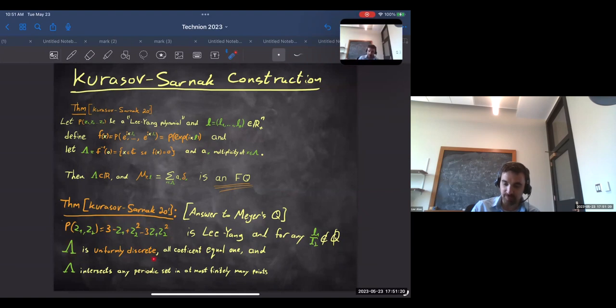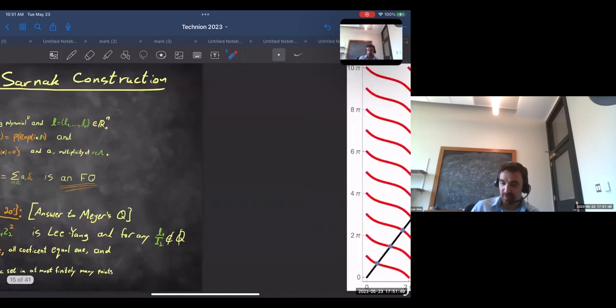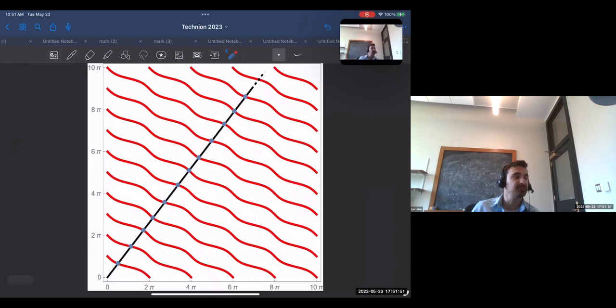which lambda is uniformly discrete. Whenever we take l1 and l2 to be, so here we just have two coefficients, so L would have just two entries, we can take them to be rationally independent. Then the set is going to be uniformly discrete. All coefficients are going to be equal to one. And this set would be non-periodic in the sense that it intersects any periodic set at most in finitely many points. And their construction looks like that.